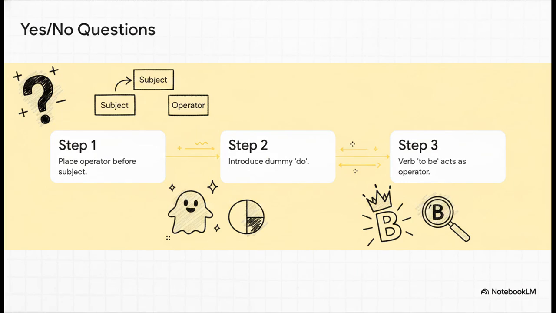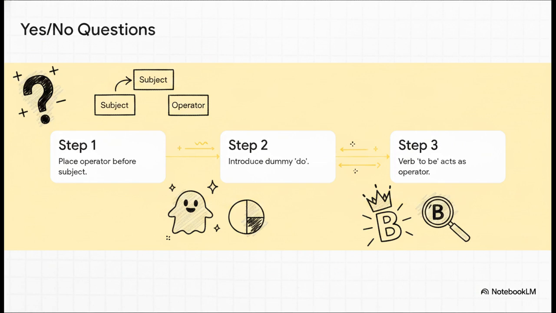Forming yes-no interrogatives requires a remarkably strict, almost mechanical process. Rule 1. Place the operator, the first auxiliary verb, before the subject. But wait, what if the underlying declarative sentence doesn't even have an auxiliary verb? Enter Rule 2. Do support, or do insertion.